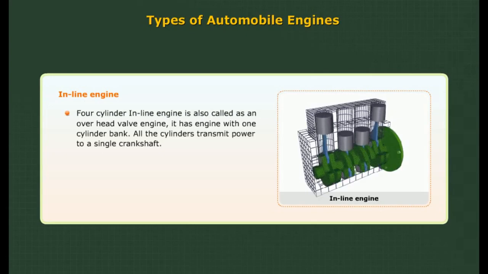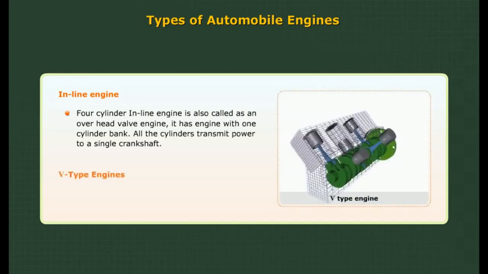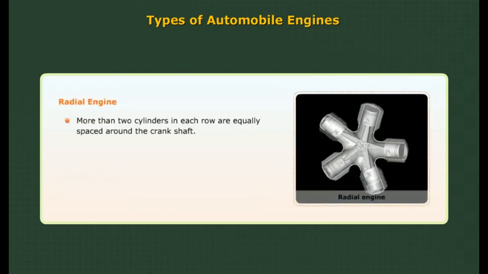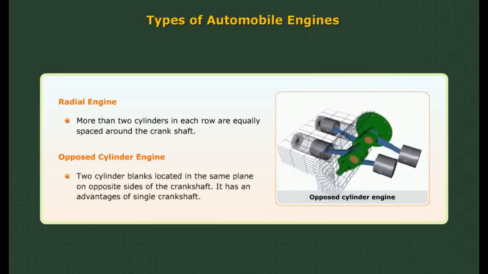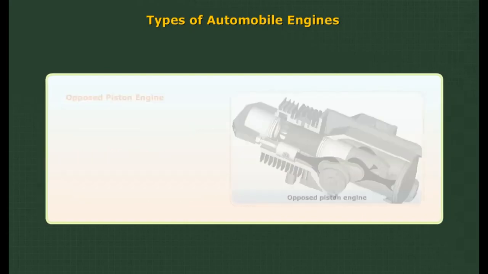Inline engine. Four-cylinder inline engine is also called an overhead valve engine. It has one cylinder bank. All the cylinders transmit power to a single crankshaft. V-type engines. V engines have two banks of cylinders inclined at an angle to each other with one crankshaft. Radial engine. More than two cylinders in each row are equally spaced around the crankshaft. Opposed cylinder engine. Two cylinder banks located in the same plane on opposite sides of the crankshaft. It has the advantage of a single crankshaft.